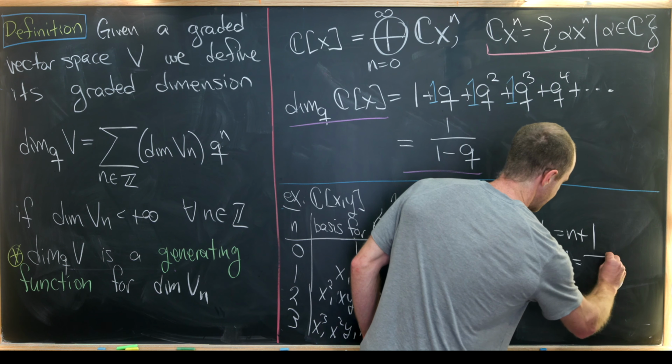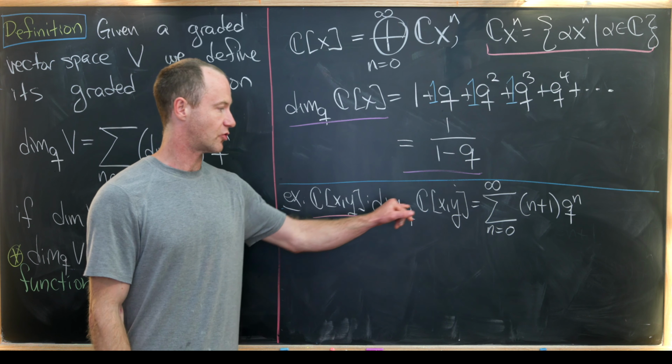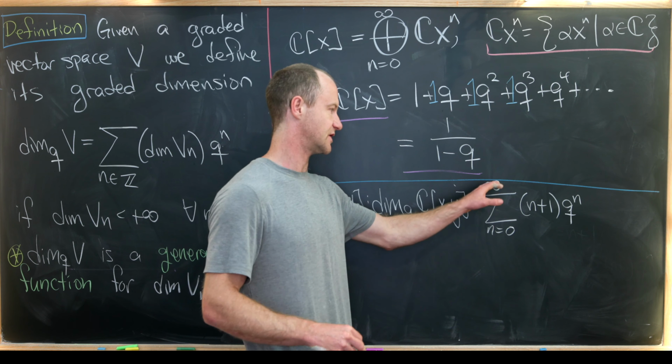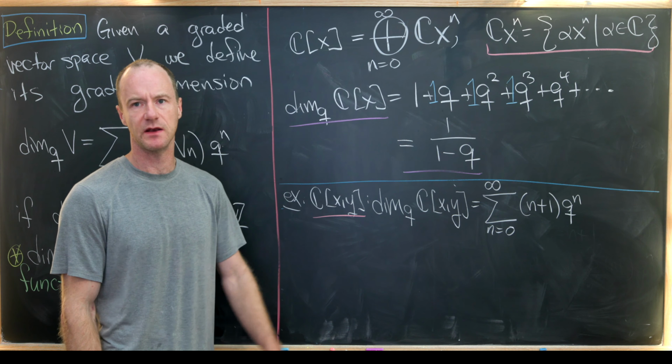Okay, so now let's maybe clear off enough room so that we can find a closed form for this graded dimension. So here's what we determined on the last board. The graded dimension for our two variable polynomial algebra was this sum as n goes from 0 to infinity of (n plus 1) q to the n. You can write down a basis for the nth graded component pretty easily. It goes from x to the n, y to the 0, up to x to the 0, y to the n. So that clearly counts n plus 1 objects.